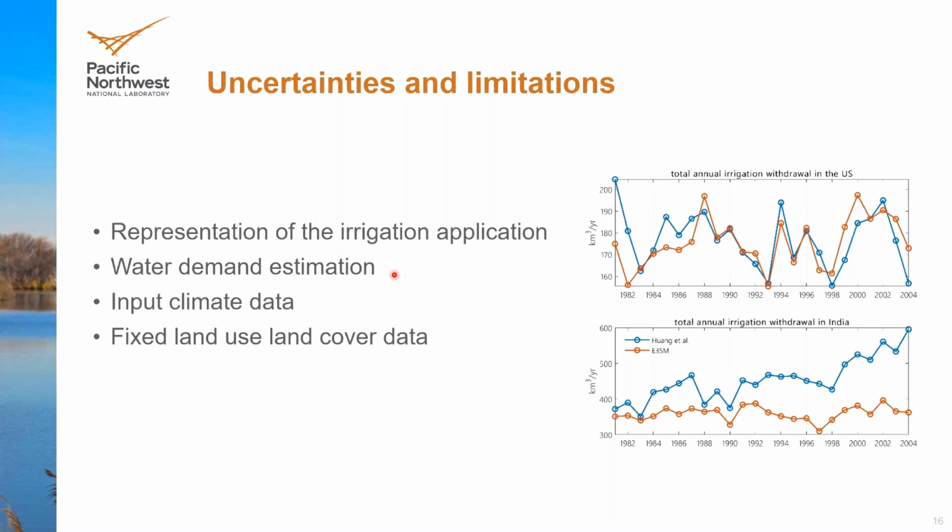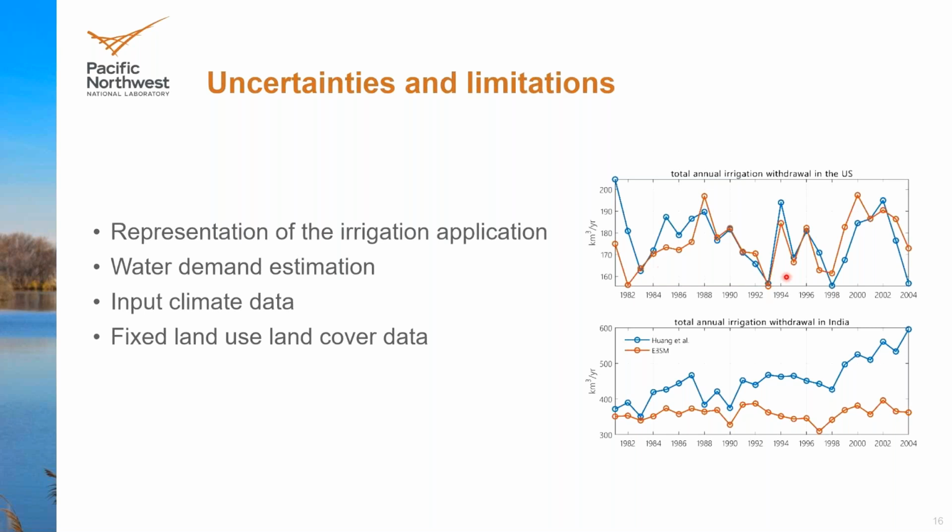And that will also affect the water demand estimation here, which is important in the model for the withdrawal estimation. And also the climate data has uncertainties. Here we are using NE30 resolution climate forcing, but we should have a better choice for that. And the land use land cover is fixed over the 30 year period, which can be seen from the comparison with the other model, which has dynamic land cover change.